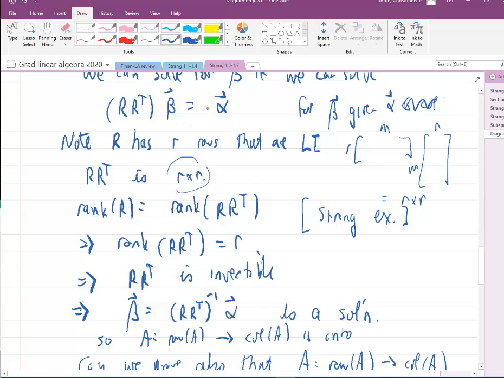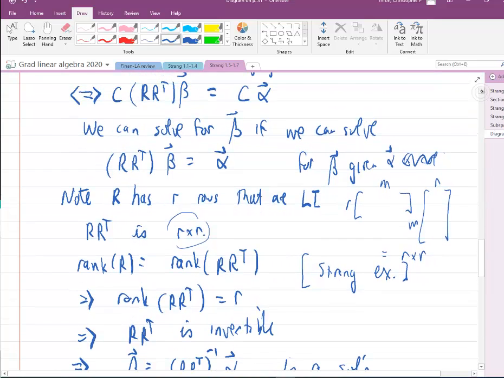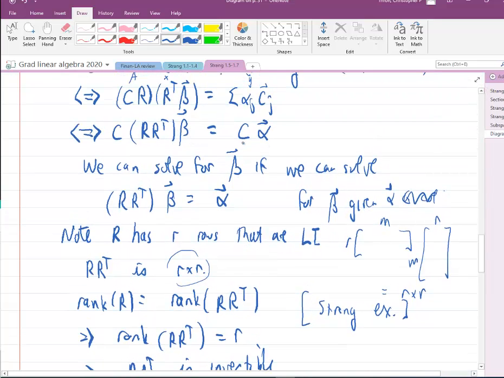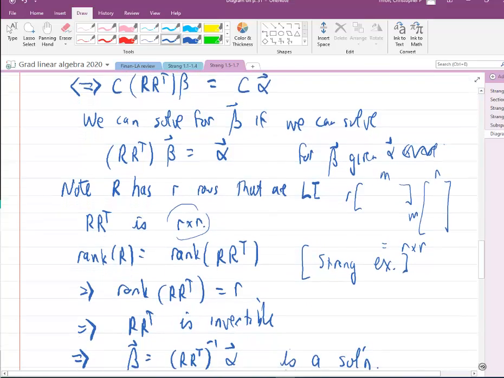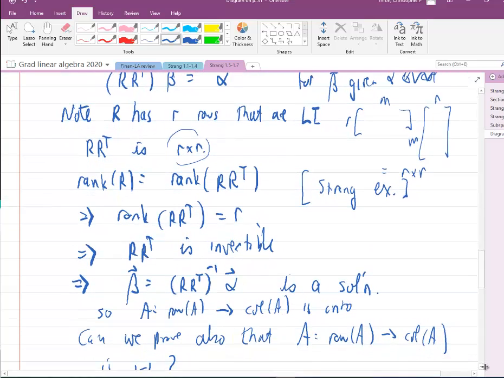Okay, all right. So if we can invert R transpose, then if I put R transpose on the other side, I can get beta equals R transpose inverse, and that's going to be a solution to this equation that I'm looking for. If I can make R transpose beta equal to alpha, then I can find a solution for beta. Now that doesn't necessarily mean that beta is the only solution. It does mean that we do have a solution, but it's not necessarily the only solution. But since I have a solution, I can find a vector X that maps to the vector Y. So this is an onto map.